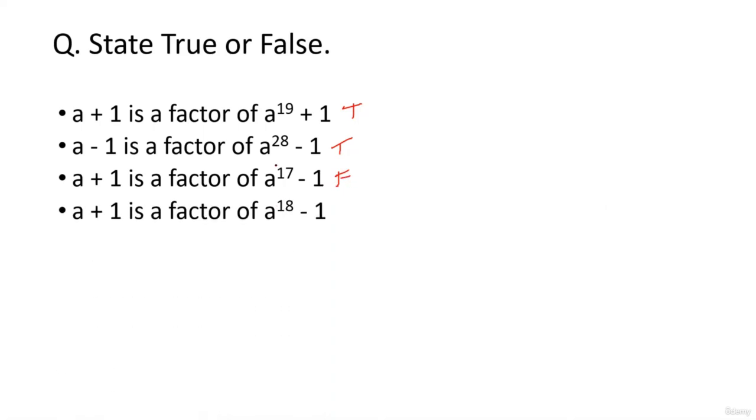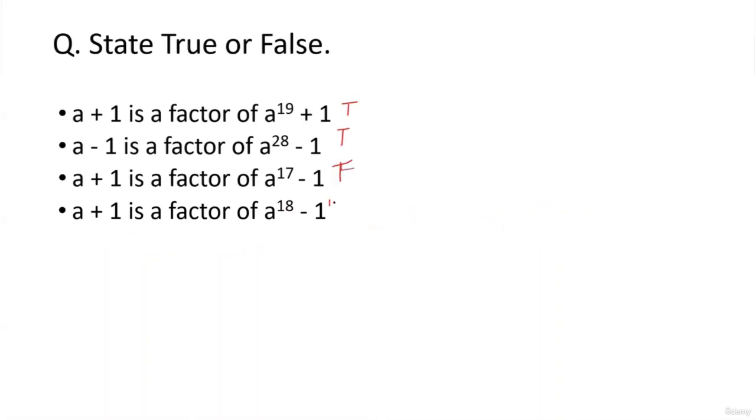Next question is a plus 1 is a factor of a raised to 18 minus 1. Yes, this can be. a plus 1 is 0 when? When a is equal to minus 1. Okay, we substitute. Minus 1 raised to 18 minus 1. Minus 1 raised to 18 will be 1. It's an even power. And 1 minus 1 is 0. So definitely a plus 1 will be a factor.